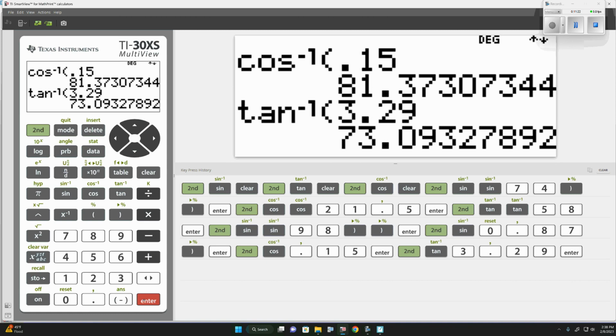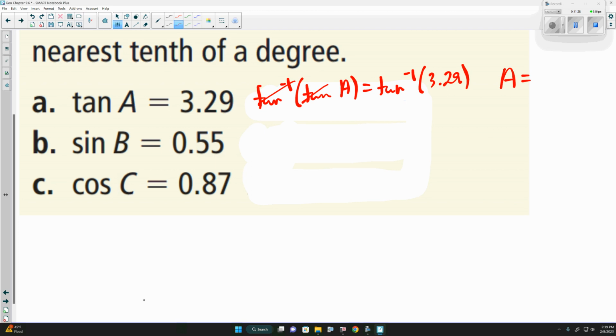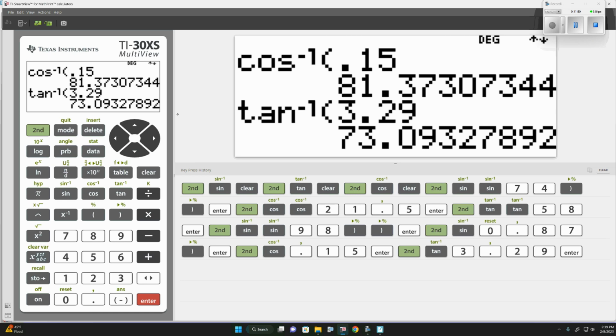Questions on this here? Okay. So for this here, we applied tangent inverse to both sides because tangent inverse of tangent of A is going to give us A, the angle by itself. So if we take tangent inverse of one side, we have to do it to the other, 73.1.